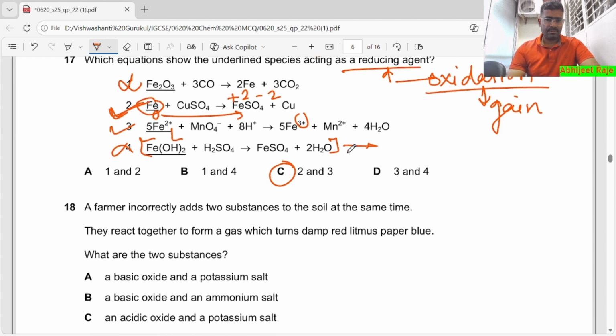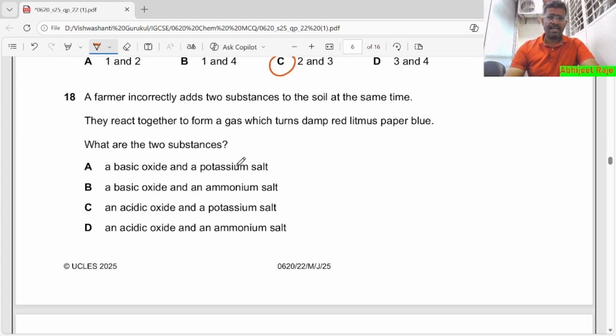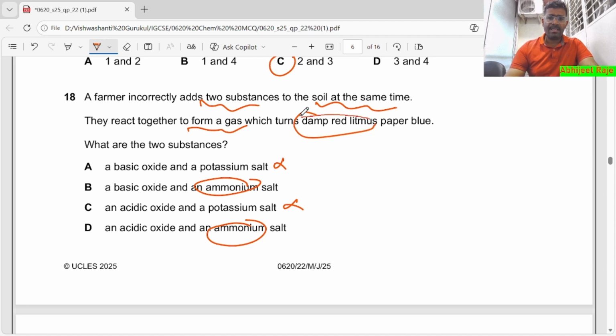Okay, so next, a farmer incorrectly adds two substances to the soil at the same time. Okay, they react together to form a gas. Always remember ammonium salts give ammonia gas. So option A gone, B gone, correct. It turns damp red litmus paper to blue.